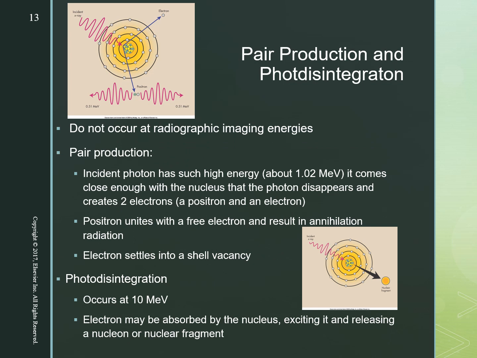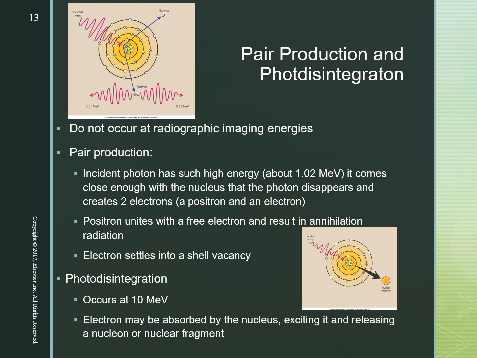Okay, pair production and photodisintegration, these are two things that we are not going to be concerned with in the energies that we produce in general radiography. So pair production is when we have such a high energy beam that the incident photon really has about 1.02 mega electron volts, which we know would be absolutely impossible to create under normal radiographic conditions. That very high energy photon comes close enough to the nucleus that the photon disappears into the nucleus and it creates two electrons, a positron and an electron.